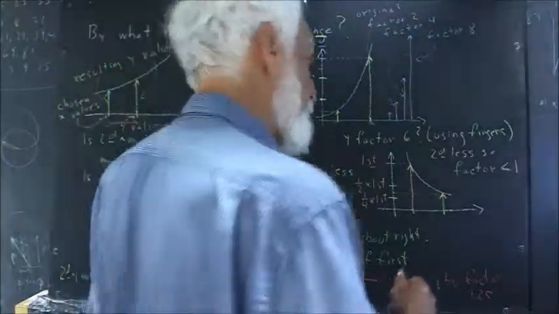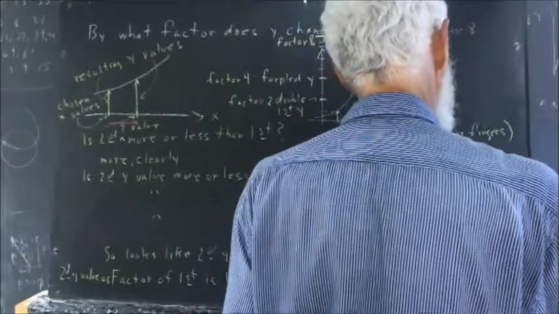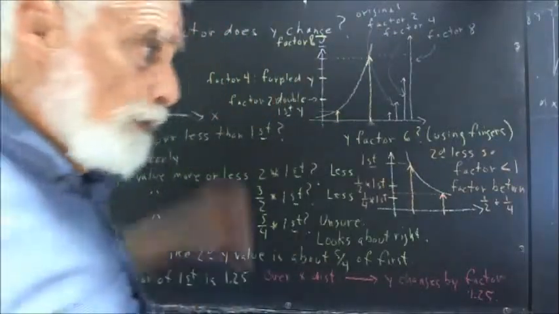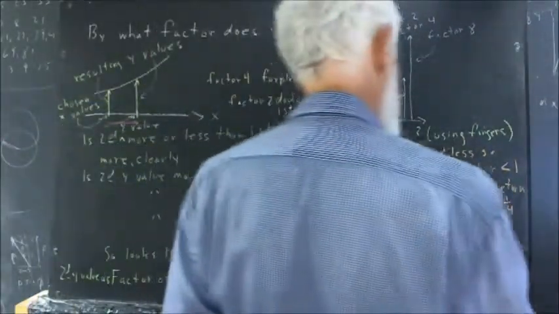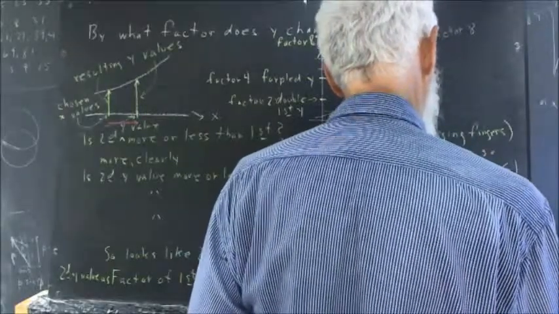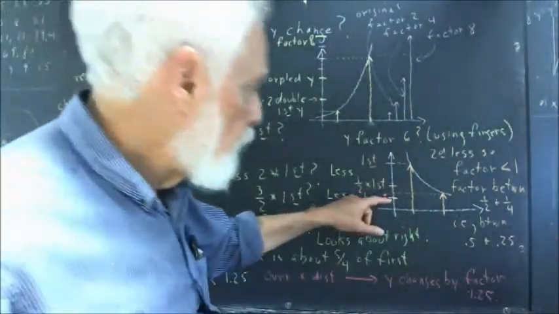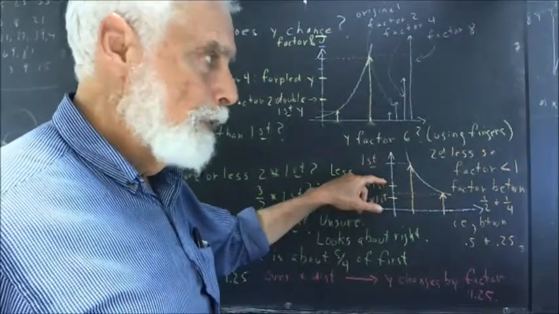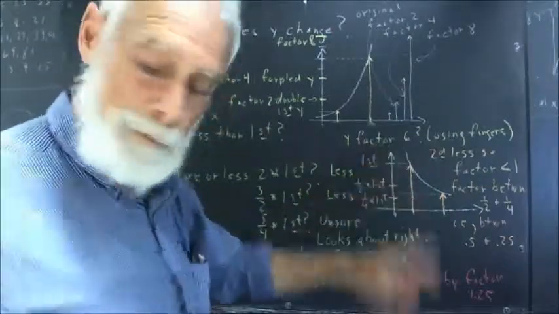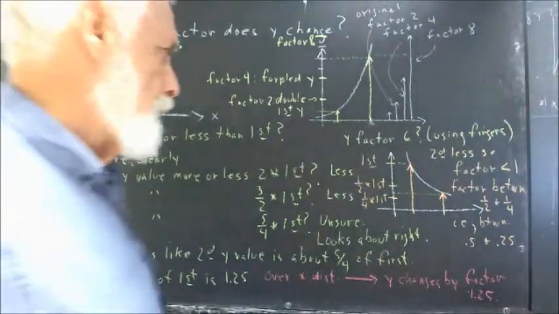So we see that the factor is between 1/2 and 1/4, i.e., between 0.5 and 0.25. So if the factor here would be 0.25 and the factor here would be 0.5, what do you think the factor would be? What do you think the factor is here? Okay, now I'm going to leave that to your thinking. I know approximately what I think that factor probably is.